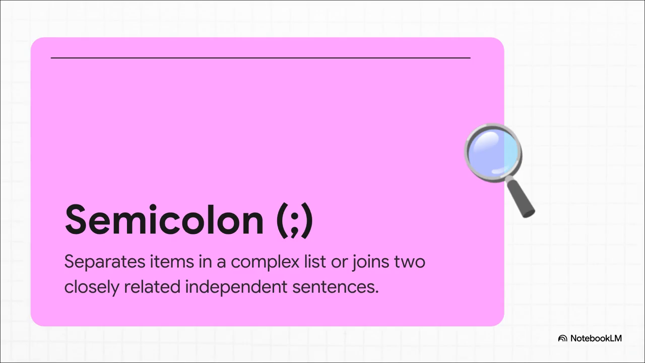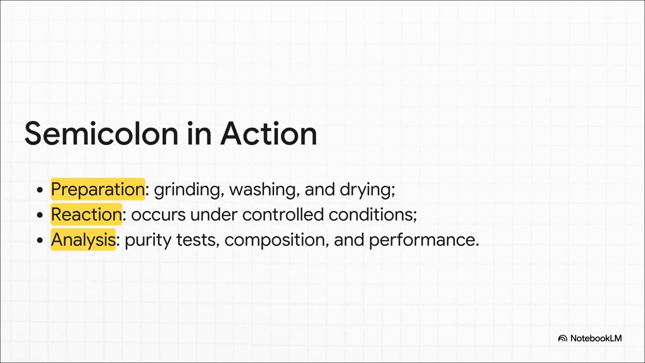Its other big job? Bringing order to really messy, complex lists. And we're about to see just how it does that. And here we go. This is a perfect illustration of that second function. Just look at this list. Each of the main bullet points already has commas inside it. Now imagine if we tried to separate these 3 big steps with just more commas. It would be a total mess, right? Impossible to read.